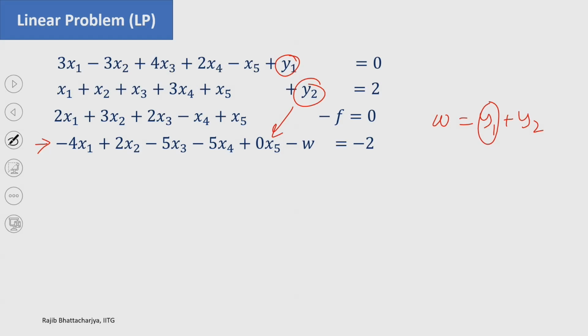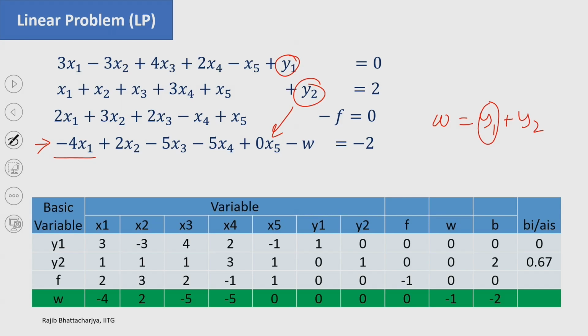So, if I do that, I will be getting w equal to y 1 plus y 2, which is equal to minus 4 x 1 plus twice x 2 minus 5 x 3 minus 5 x 4 plus 0 x 5 minus w equal to minus 2. So, if I put it on the simplex table, I am getting this particular table here. y 1 and y 2 are basic variables, and x 1, x 2, x 3, x 4 and x 5 are non basic variables.